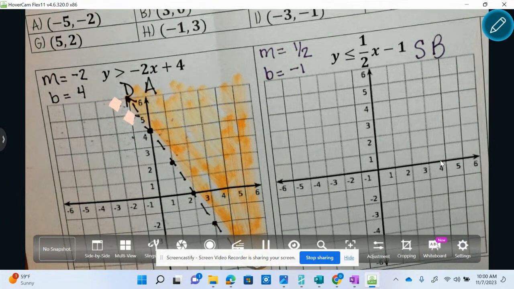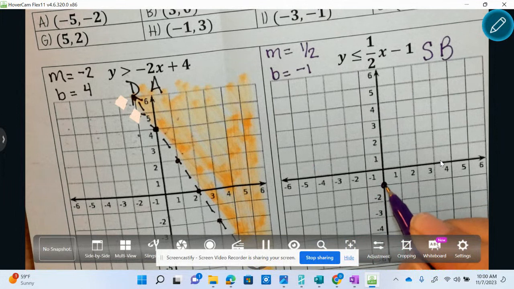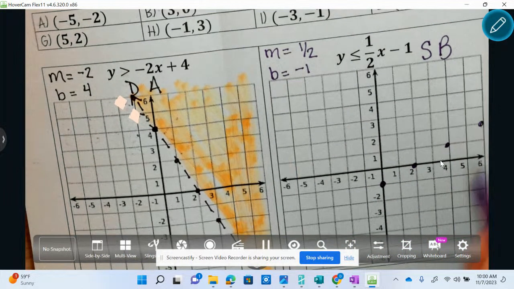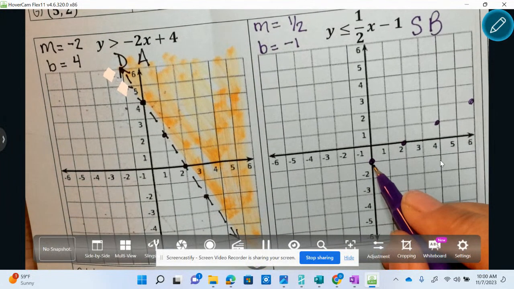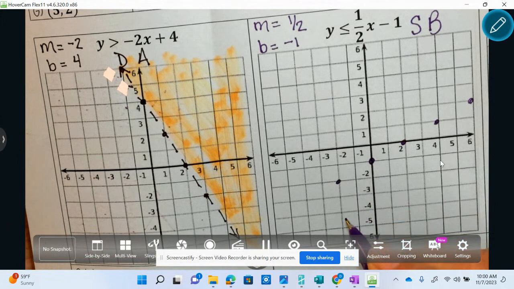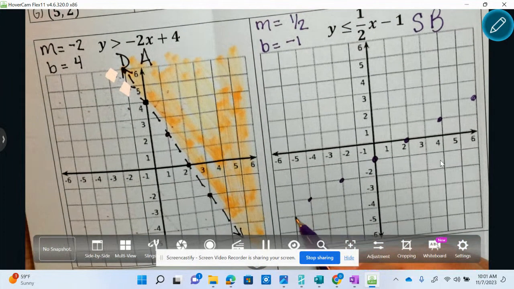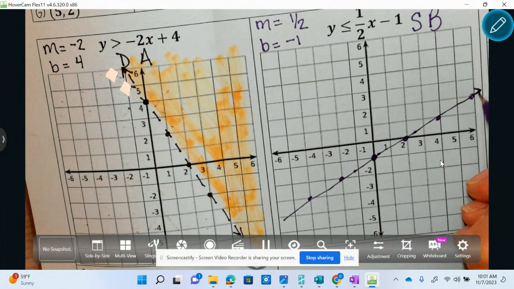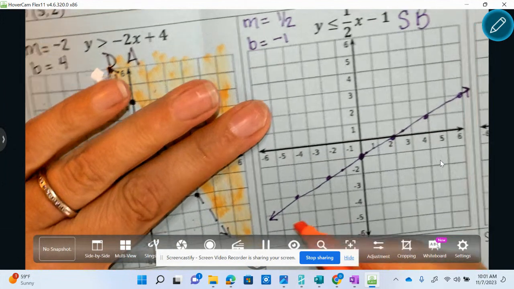Okay. So I begin on my y-axis at -1. My slope is up 1 over 2, up 1 over 2, up 1 over 2. I can also go from where I began at -1, down 1 and to the left 2, down 1 and to the left 2. I'm connecting all of my points with a solid line. And I'm going to shade where? Shade below.